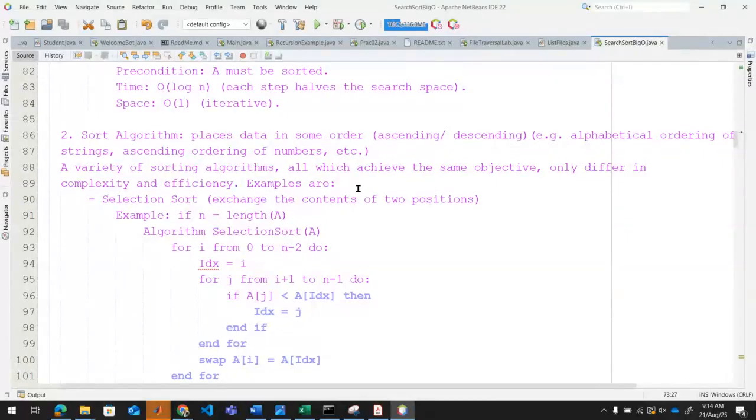For the sort algorithm, what's been stated in the slide is that there are 3 examples we look at: the selection sort, the insertion sort, and the merge sort. Each of them provides its own level of complexity. It means that when you're going to apply this, it depends on what you're trying to do and the complexity of the problem you're trying to solve. Again, a variety of sorting algorithms can be used to achieve the same objectives. All that matters is the level of complexity and efficiency that it provides.